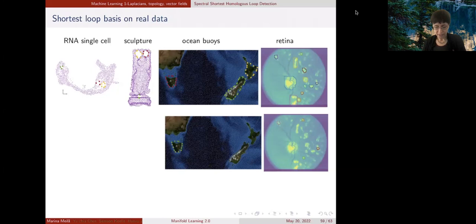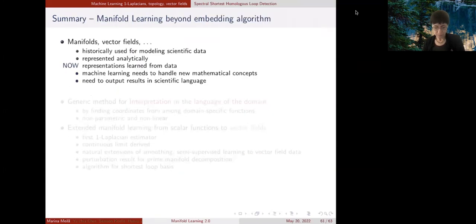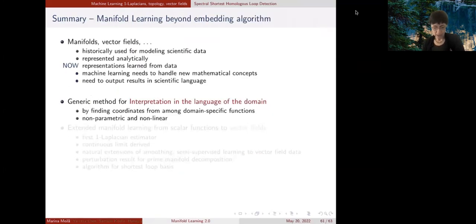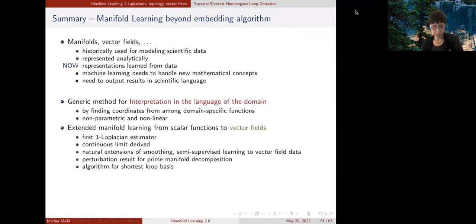Okay, with this I have arrived at the end of the talk. And I want to summarize the fact that in the first part of the talk, we were interested in interpretation of the learned manifold through sciences, for the sciences. And in the last part of the talk, we're interested in actually bringing more of the beauty of mathematics in the context of learning from point clouds.